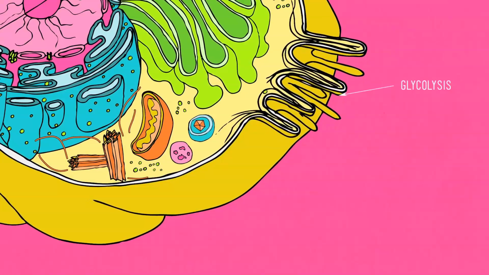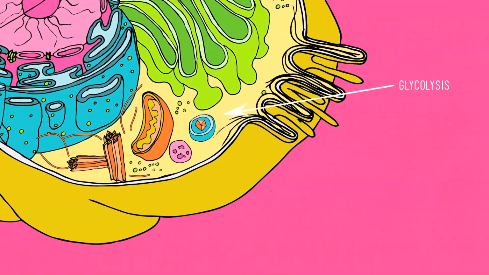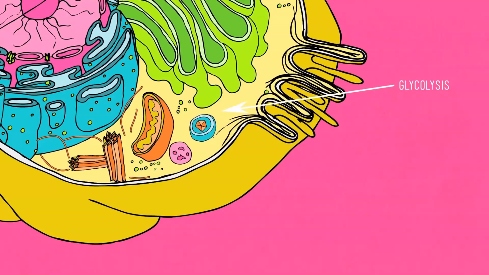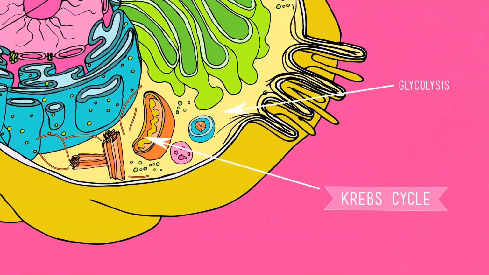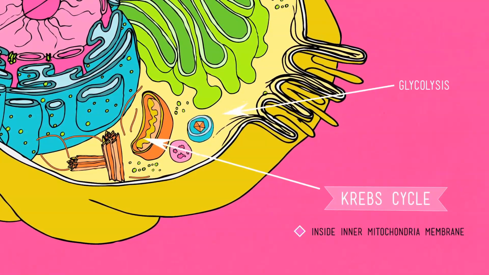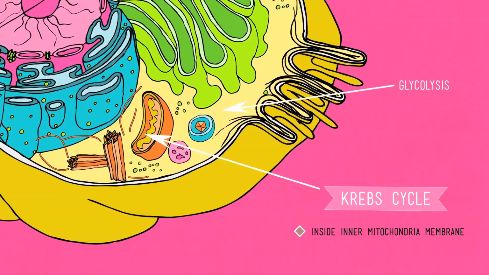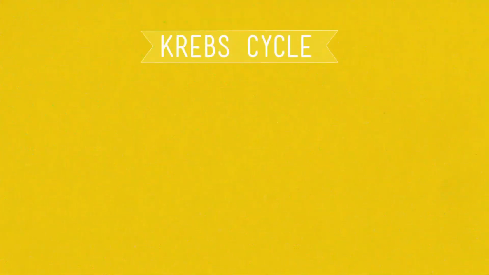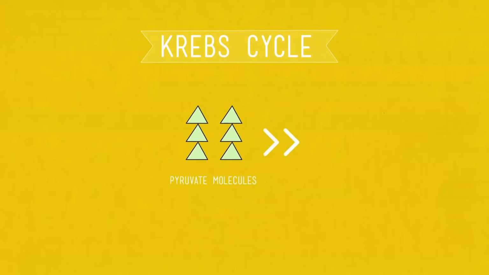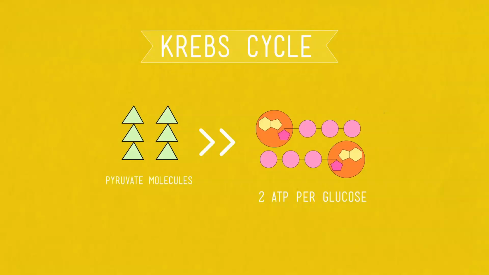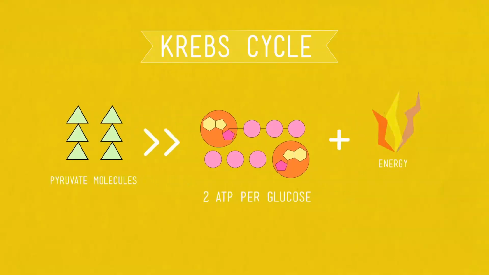So while glycolysis occurs in the cytoplasm, or the fluid medium within the cell that all the organelles hang out in, the Krebs cycle happens across the inner membrane of the mitochondria, which are generally considered the power centers of the cell. The Krebs cycle takes the products of glycolysis, those carbon-rich pyruvates, and reworks them to create another 2 ATPs per glucose molecule, plus some energy in a couple of other forms, which I'll talk about in a minute.